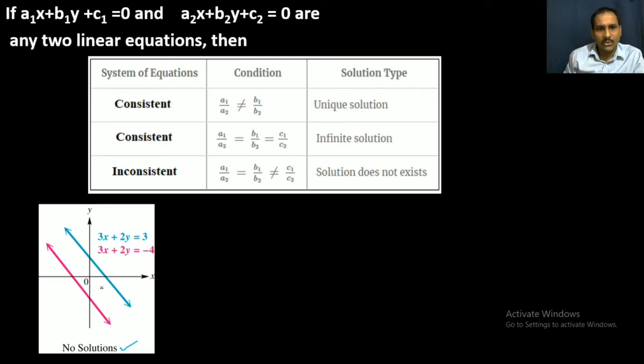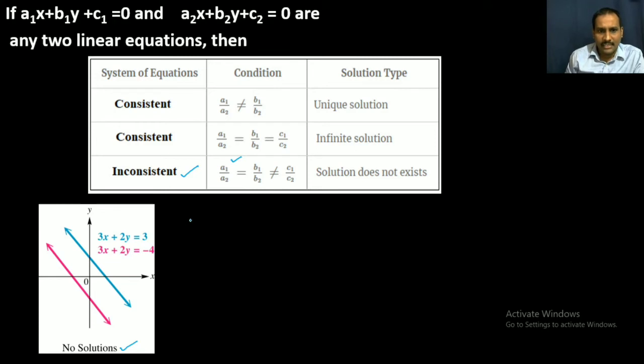And also, these two lines are parallel. When there is no solution, this system is inconsistent. Now let us check this condition: a1 by a2 is equal to b1 by b2 is not equal to c1 by c2.